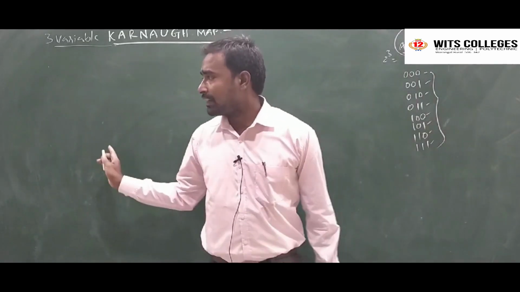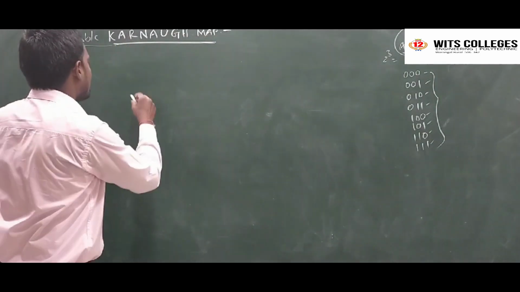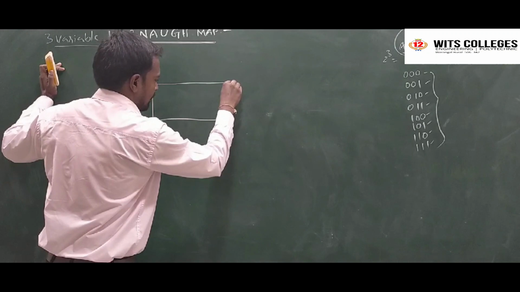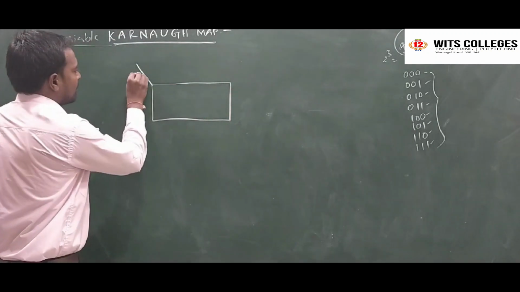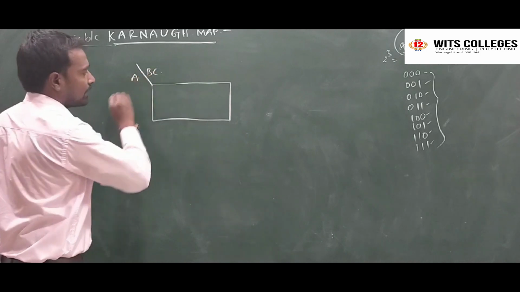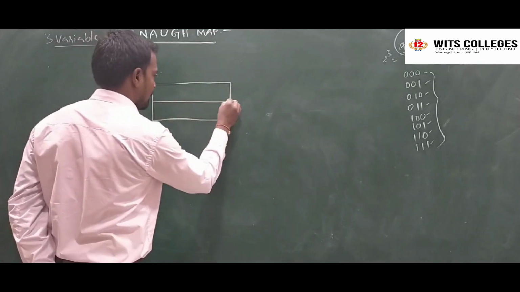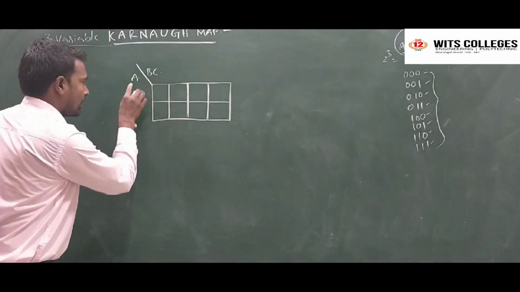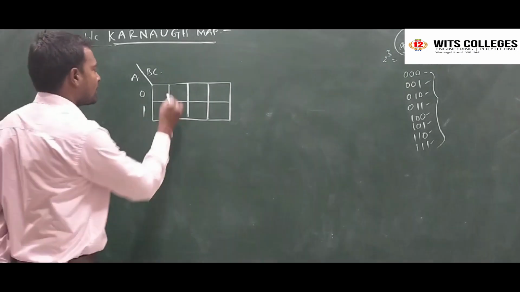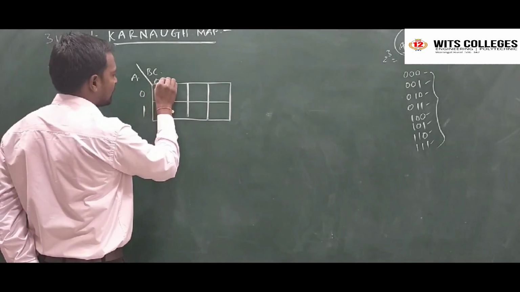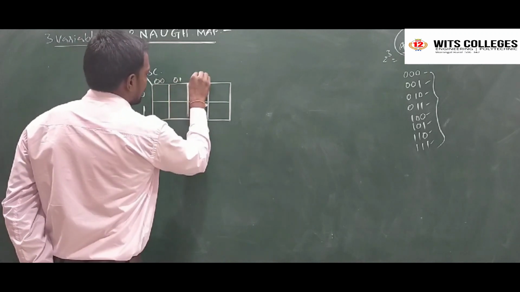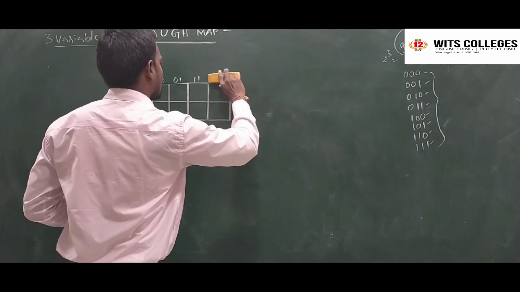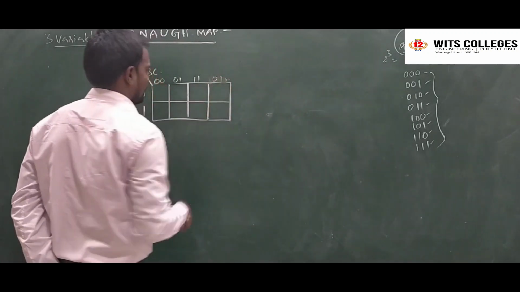Coming to the three variable K map, we will draw it like this. On this side I am taking A and on this side we are taking B and C. So here A is equal to 0 and A is equal to 1, and B C can be written as 0 0, 0 1, 1 1, 1 0, with 0 1 0 1 for A.